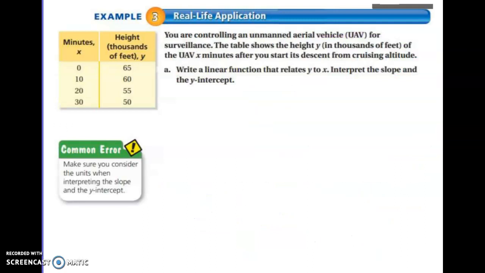Example 3, real life application. You are controlling an unmanned aerial vehicle for surveillance. The table shows the height y in thousands of feet of the UAV, x minutes after you start its descent from cruising altitude. Write a linear function that relates y to x. Interpret the slope and the y-intercept. Let's go ahead and use our y equals mx plus b function.